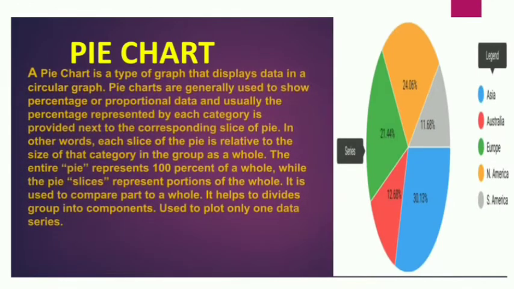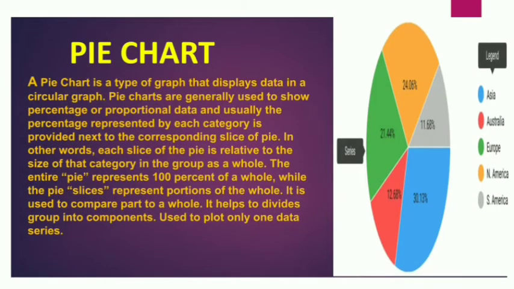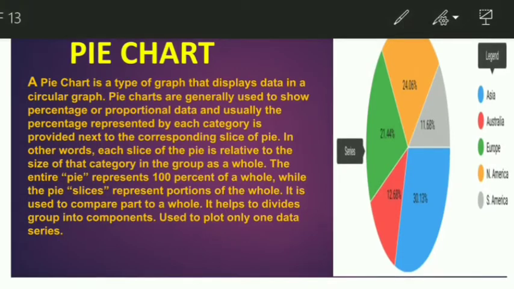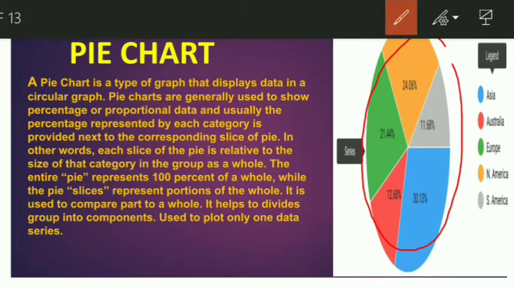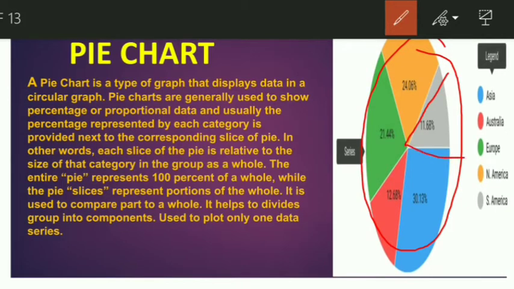Pie chart. A pie chart is a type of graph that displays data in a circular graph. Pie charts are generally used to show percentage or proportional data, and usually the percentage represented by each category is provided next to the corresponding slice. Now these are the slices, this one slice, this another slice, which are represented as percentages.